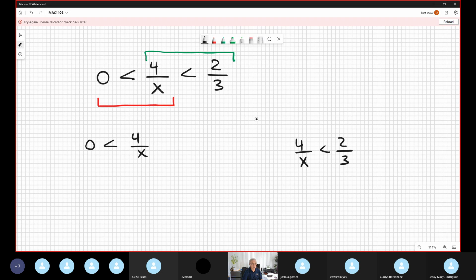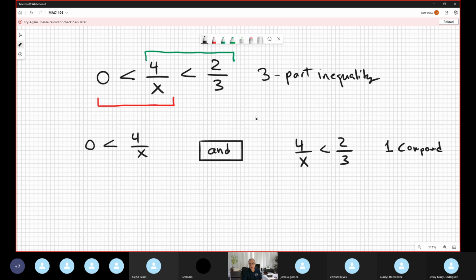Bueno, professor, pero this is equivalent. Bueno, es equivalent si you connecting this by. So basically, you convert the three-part inequality into one compound inequality.